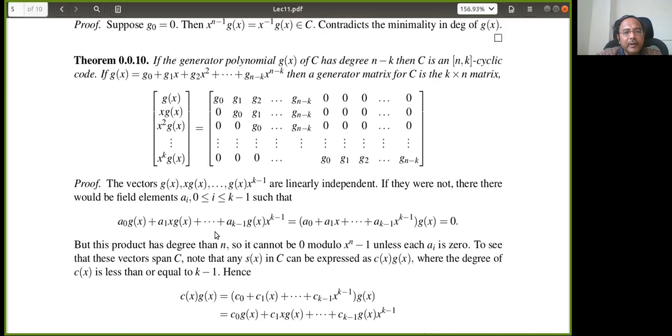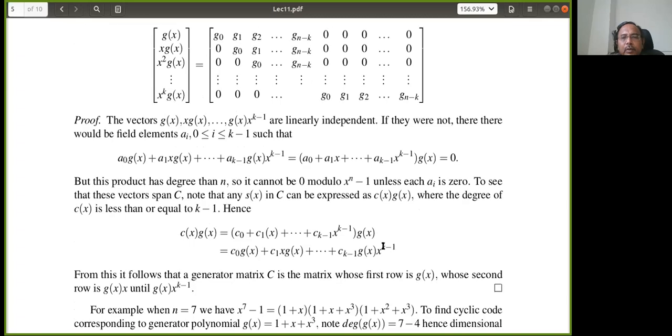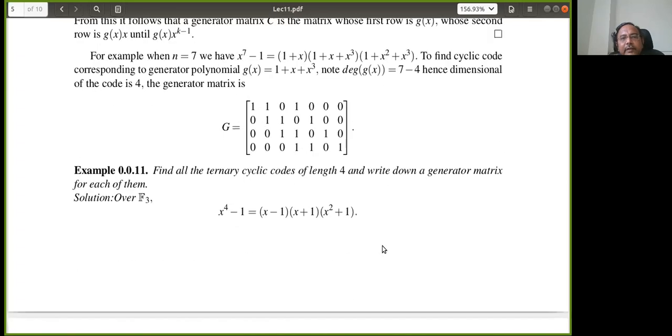See, a0 into g(x) plus a1 into x g(x) plus up to a(k-1) g(x) x to the power k minus 1. I'll multiply them and then prove that these a0, a1, ..., a(k-1) are 0. That is easy to show. I will come to the proof later. So the proof is easy. These are very, very easy things.